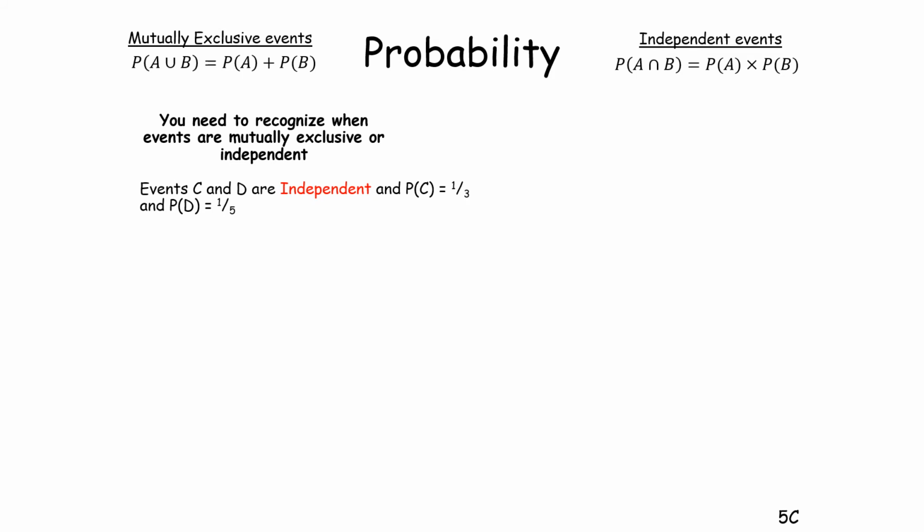Now we have events C and D, and they're both said to be independent. Probability of C is a third, probability of D is 1/5. We want to calculate probability C intersection D. The formula is written above as well. That's the same as saying probability C times probability D. So in this case, a third times a fifth, which gives you 1/15.